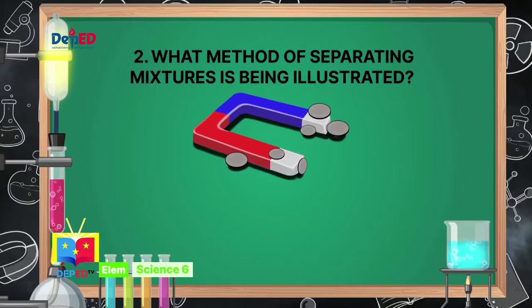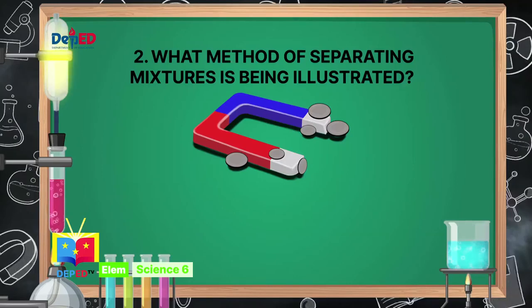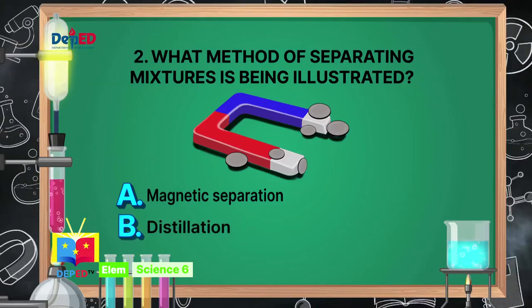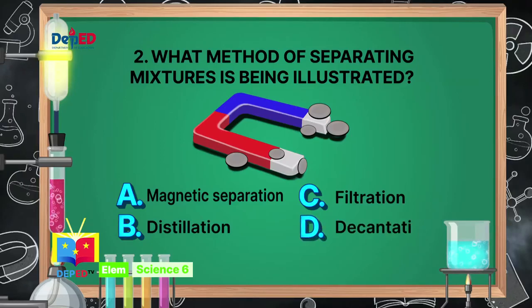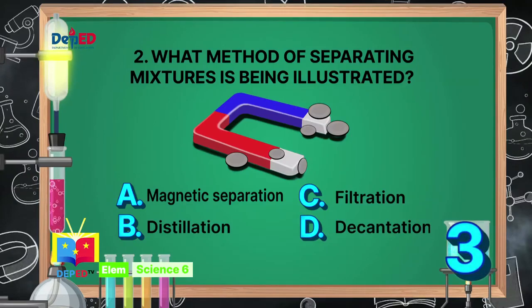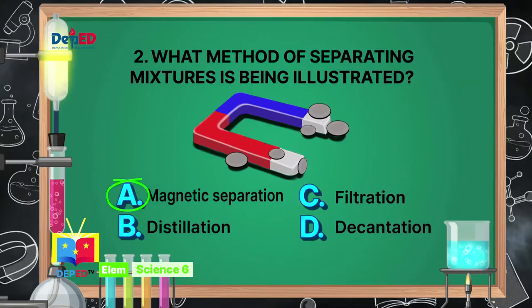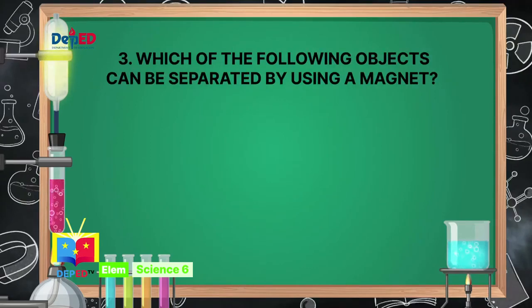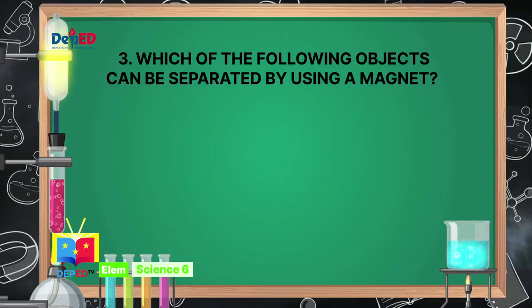Number 2. What method of separating mixtures is being illustrated? A. Magnetic separation. B. Distillation. C. Filtration. D. Decantation. The correct answer is A. Magnetic separation.